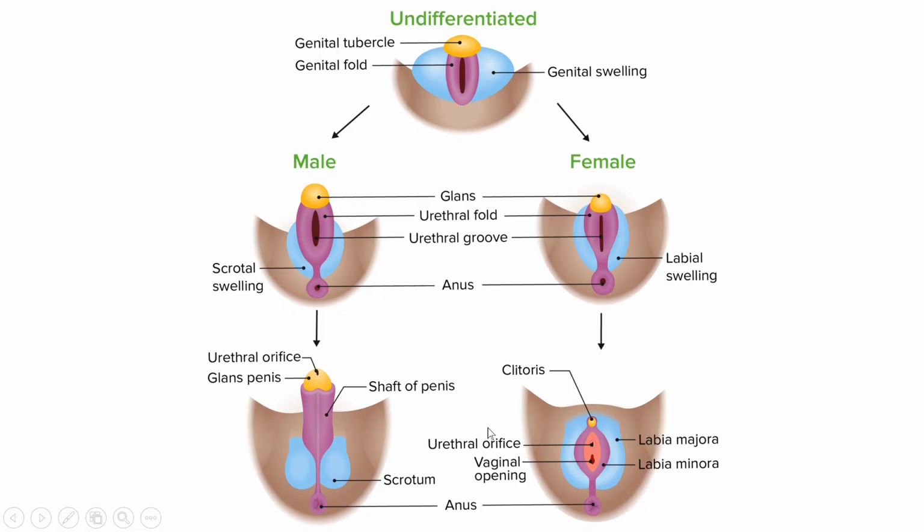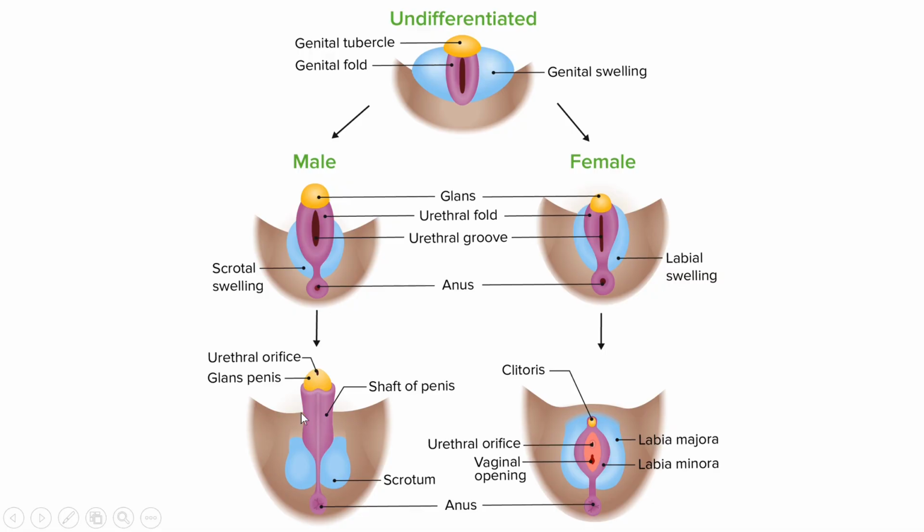So very interesting that the glans penis is complementary or analogous to the female clitoris, as you can see over here. Then you have the urethral fold, which is actually the shaft of the penis later on, which is analogous to this one, labia minora, and then the vaginal opening. So that's very important here.